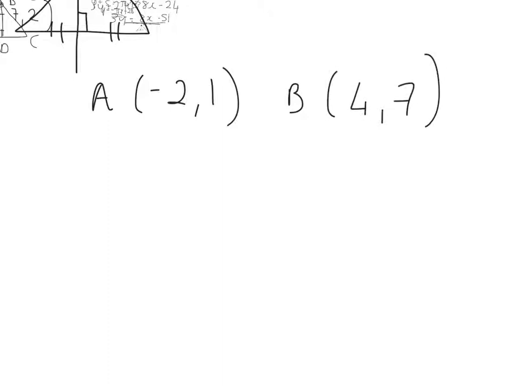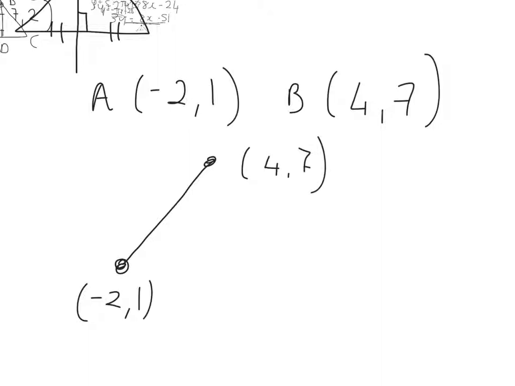Example 1, A is the point (-2, 1), and B is the point (4, 7). Find the equation of the perpendicular bisector of AB. So here's a sketch of AB. A is the point (-2, 1), B is the point (4, 7).